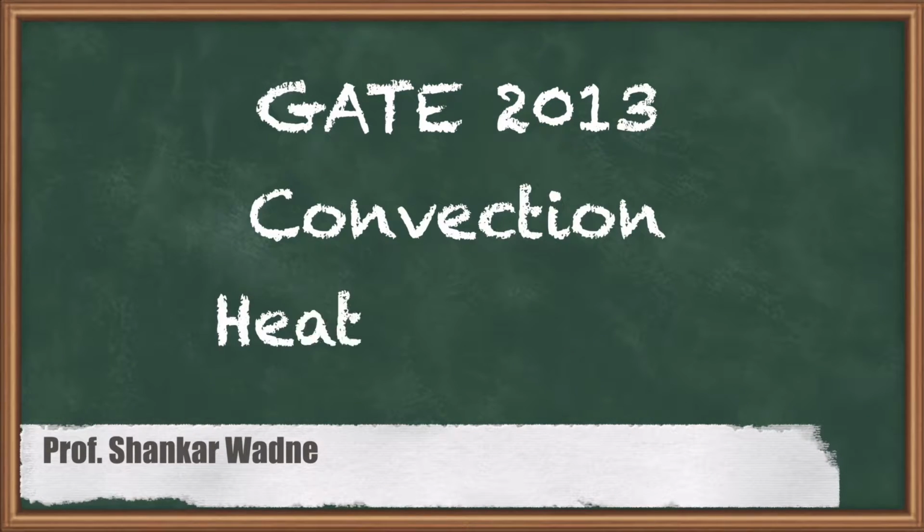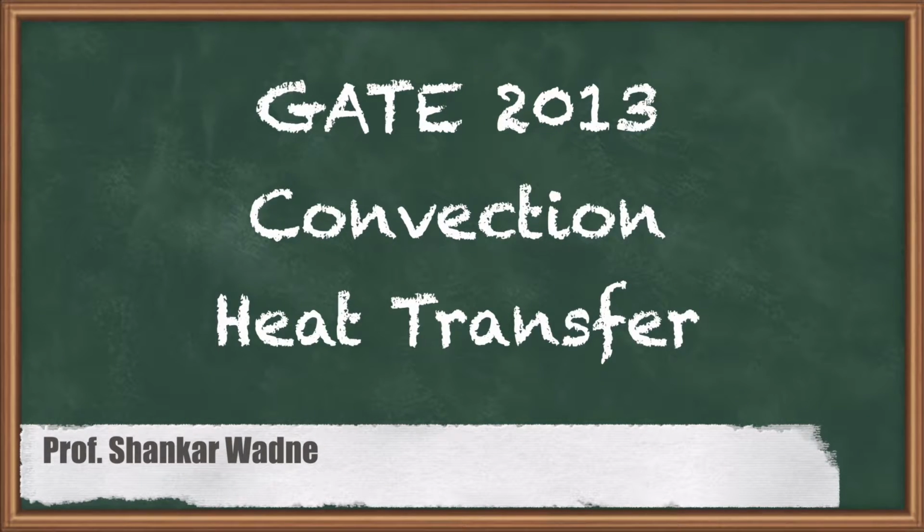Hello, my dear students. In this lecture, we are going to see one previous year GATE numerical. This question was asked in GATE 2013 for 4 marks. This is a common data question, that is for question number 1 and question number 2. They have given common data, and question number 1 is for 2 marks, question number 2 is for 2 marks. Initially, we will solve question number 1, and after the solution of question number 1, we will solve question number 2.